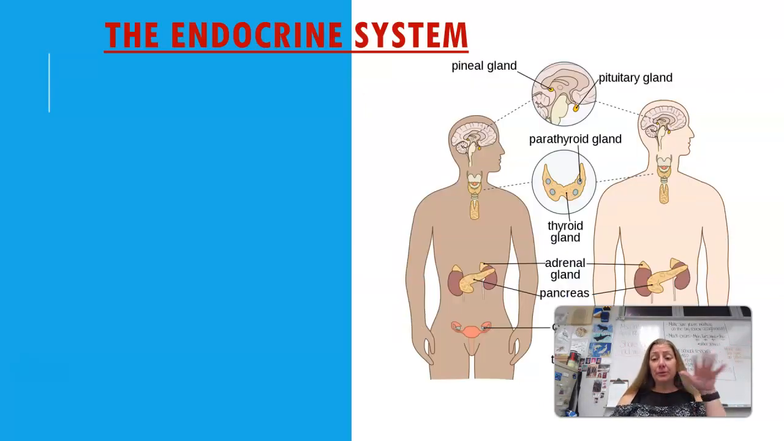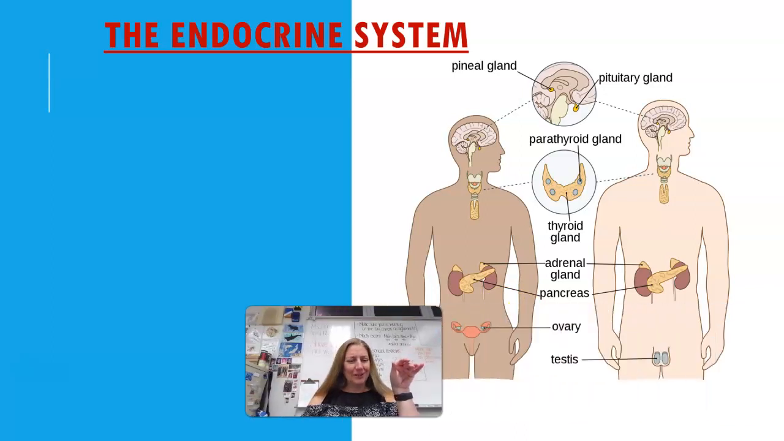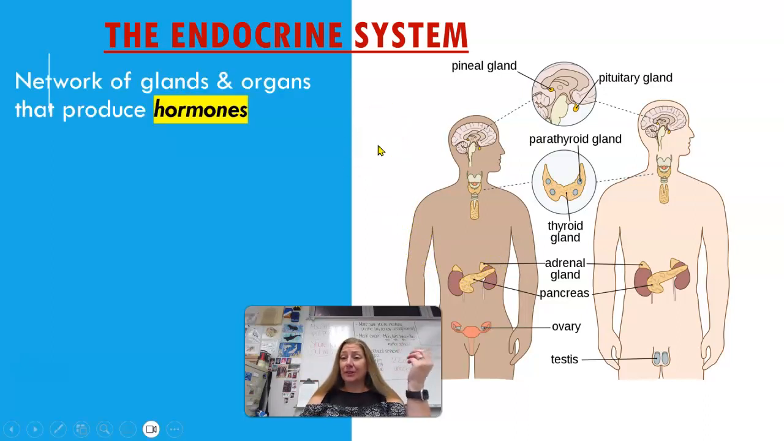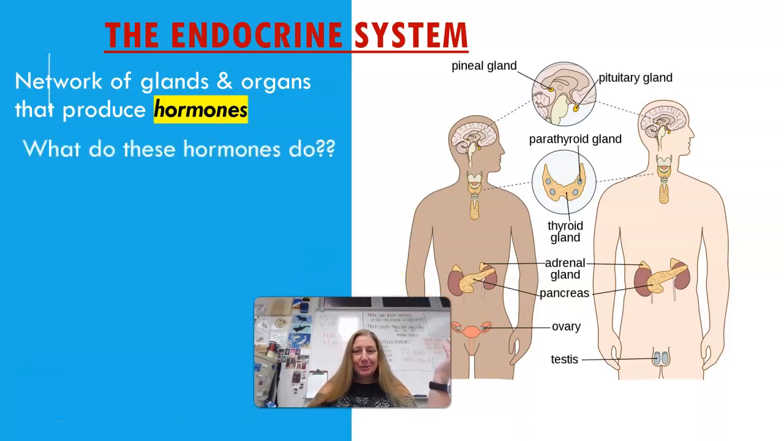First and foremost, you should know what your endocrine system is. It's made up of a few different organs and glands, like your pituitary or your thyroid. Taken all together, your endocrine system is producing hormones. Hormones are a type of protein. Why is this important? Why are hormones important? What do hormones do?